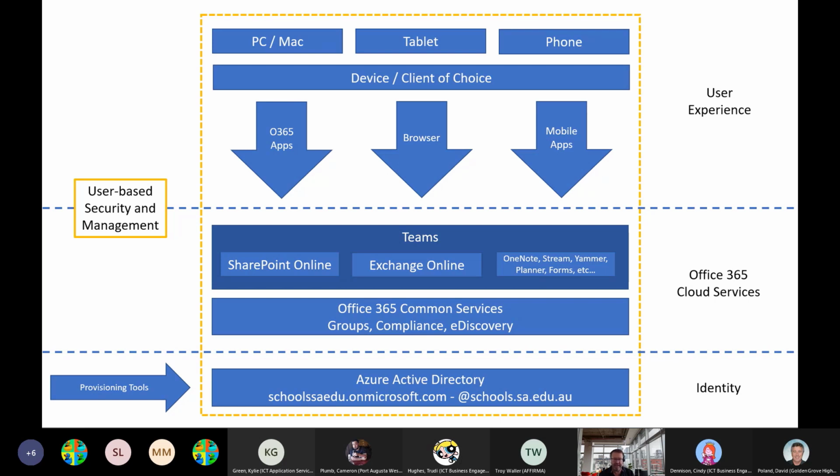We need to be able to deliver to our teachers and our students and our leadership a solid identity platform, the core Office 365 services, and a good end user experience. If we can tick those boxes, then we've done 95% of what we need to give them that desired end state.